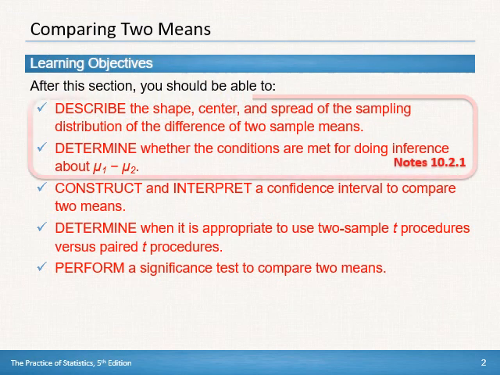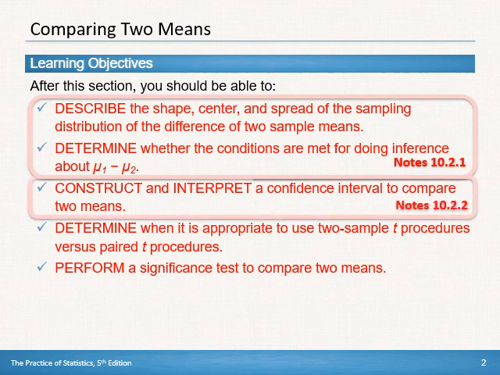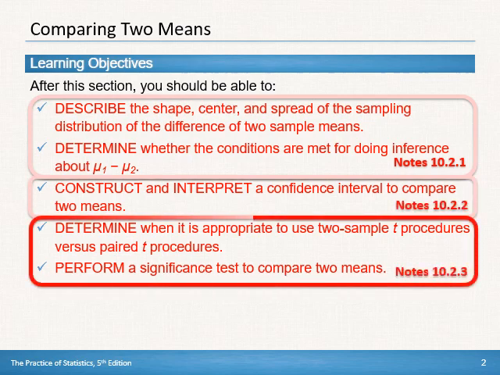All right, so we talked about the difference in means and comparing two different means in general, and about what the sampling distribution is going to look like. We also looked at constructing and interpreting confidence intervals, and in this third part of the lesson, we are going to talk about significance testing for the difference in two means. So that's what this 10.2.3 lesson is about.